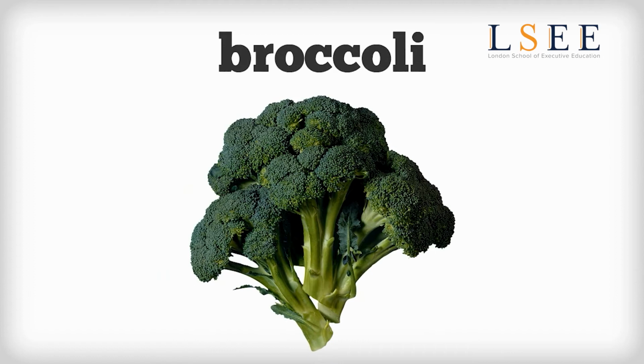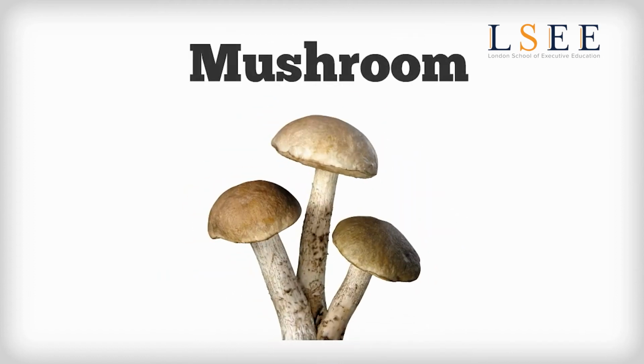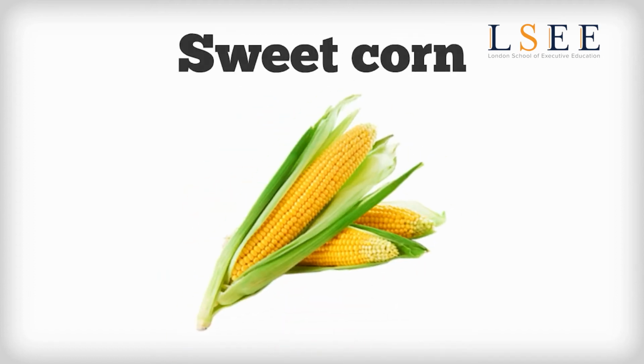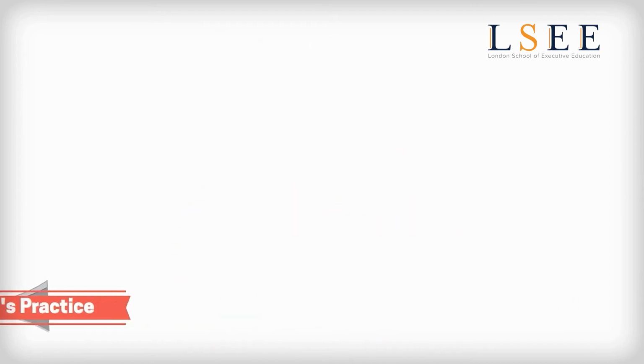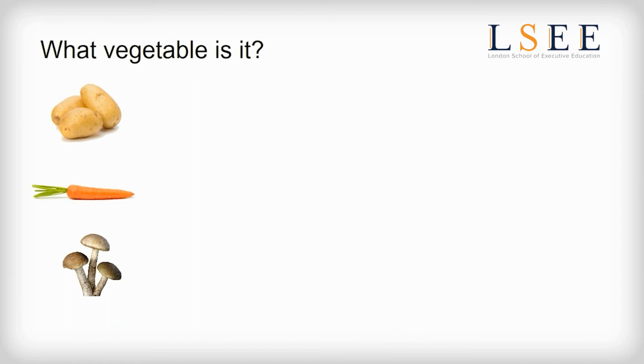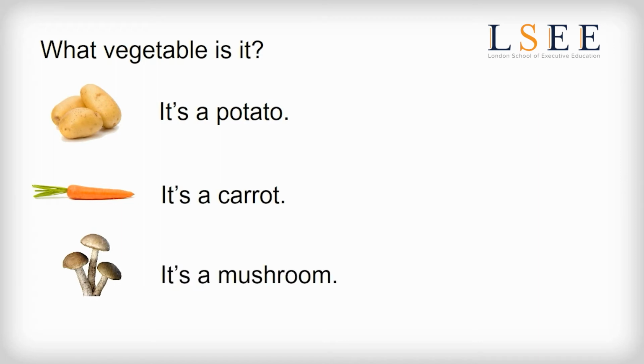Green beans. Peas. Broccoli. Mushroom. Sweet corn. Garlic. Let's practice. What vegetable is it? It's a potato. It's a carrot. It's a mushroom.